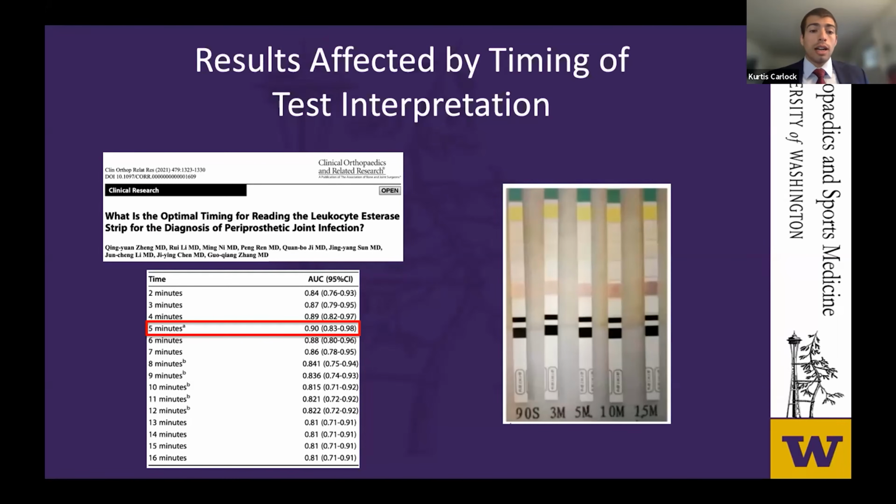This qualitative, non-binary nature of the study does provide some limitations, specifically at what time point we want to look at our test to determine the results. This was cast into doubt in this recent 2021 study in CORR out of China that noted that although the manufacturer of these colorimetric strips was recommending examining the test at 3 minutes, actually the best diagnostic accuracy they found to be at 5 minutes. So certainly it is evolving on that front.